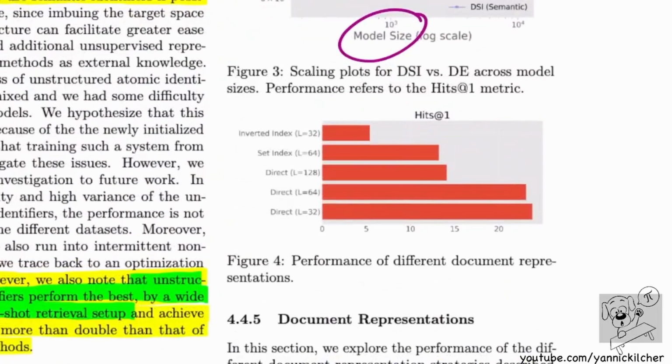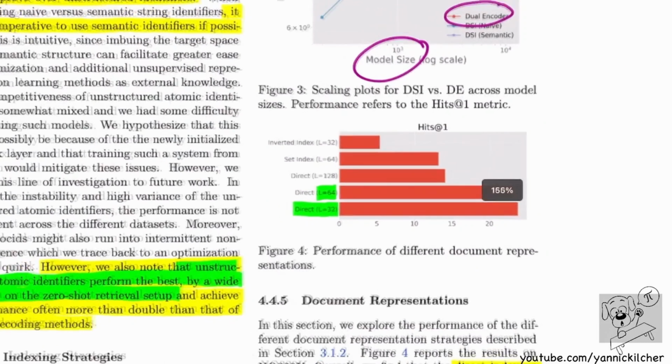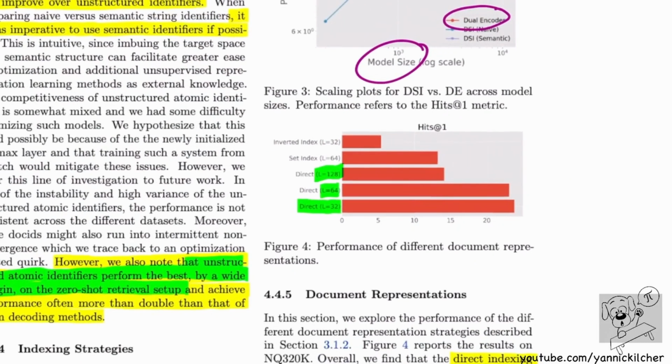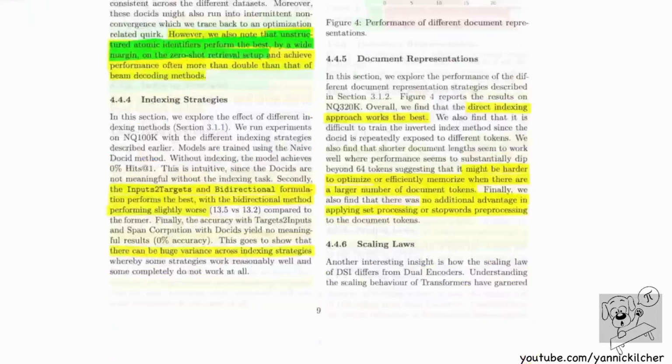Interestingly, also, the length of the tokens you index per document seems to be better if it's kind of shorter, which is interesting. So if you index the same documents for longer, for more tokens, that seems to hurt performance. And really, if you go much, much longer.